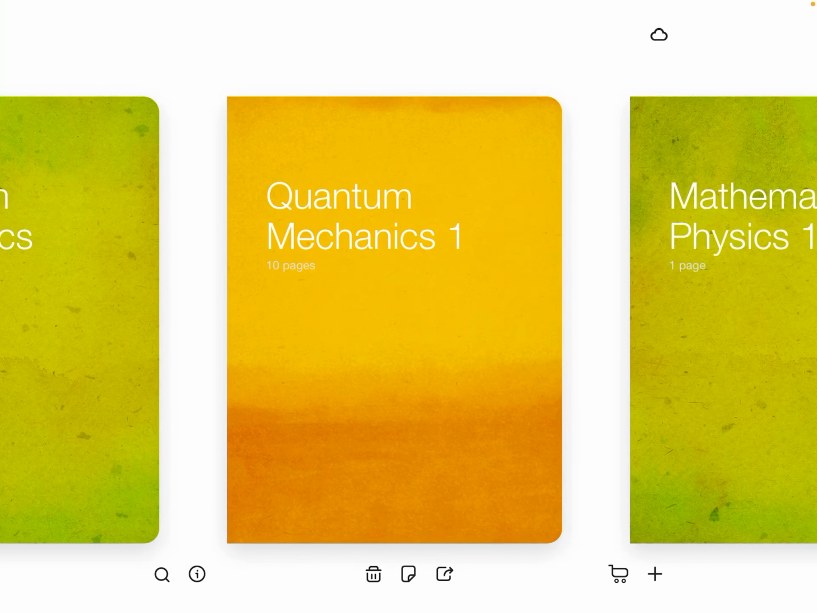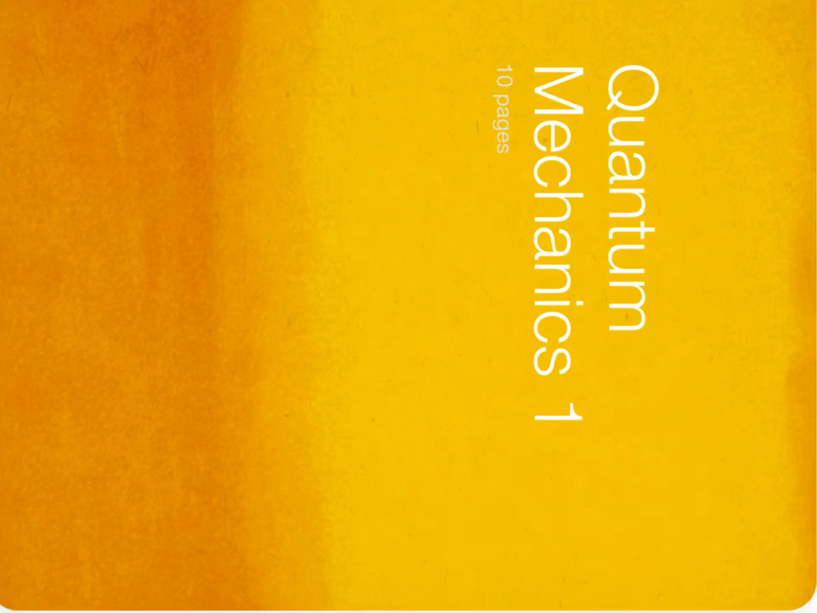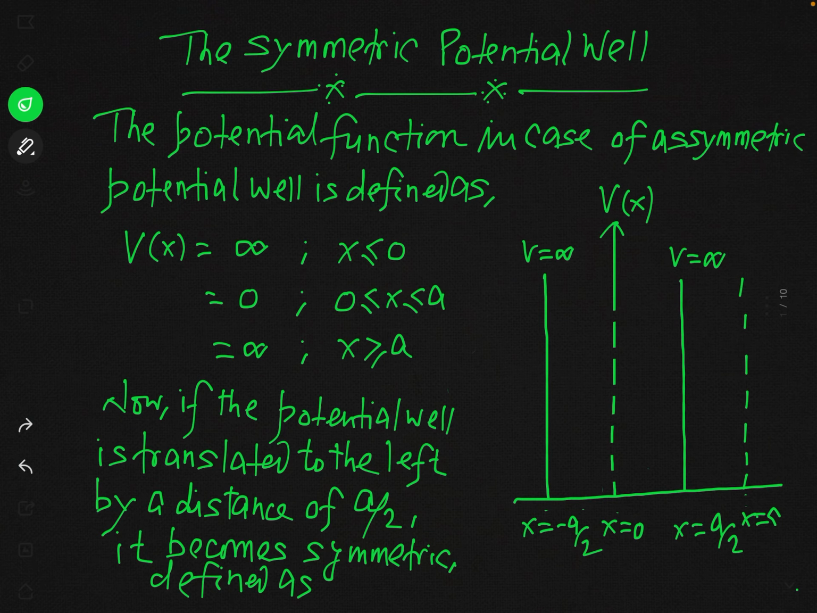As an application of the Schrödinger equation, till now we have discussed the problem of a particle in a one-dimensional box, particularly in the case of an asymmetric potential well. Now our aim is to discuss the problem of the symmetric potential well. This symmetric potential well will again be infinitely deep, and how the potential will be defined in this case and how we can solve such problems is the subject matter of today's lecture.